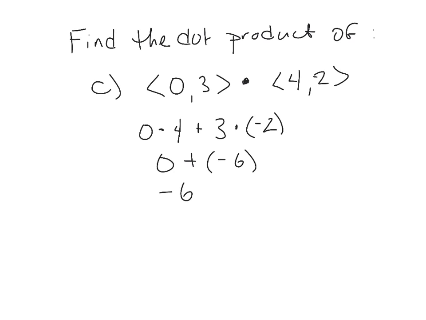Now, the one thing you should notice right now is that even though I'm doing the dot product of two vectors, when I do the dot product of these vectors, I get a scalar number back. Remember, vectors have magnitude and direction. Scalars have only magnitude. Very important.